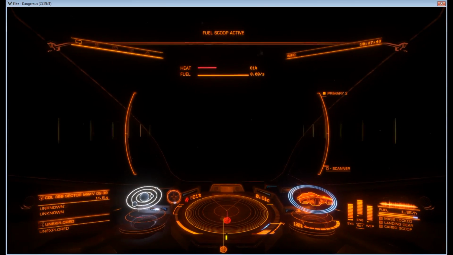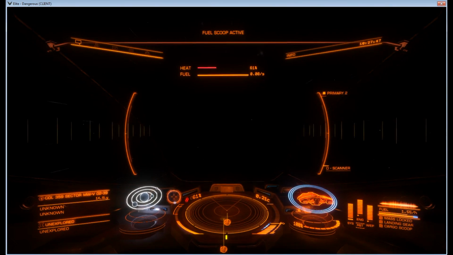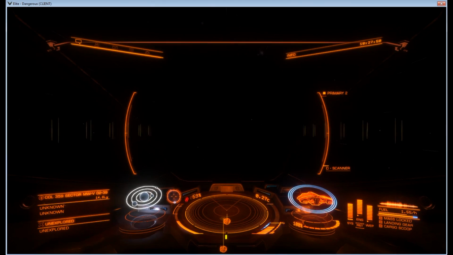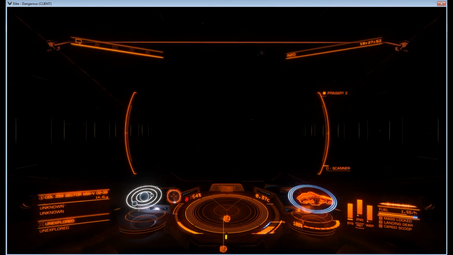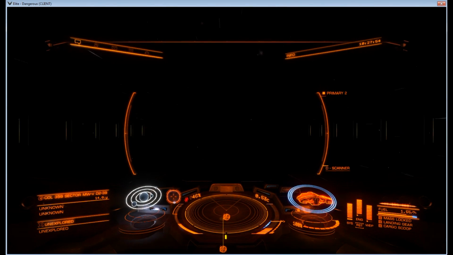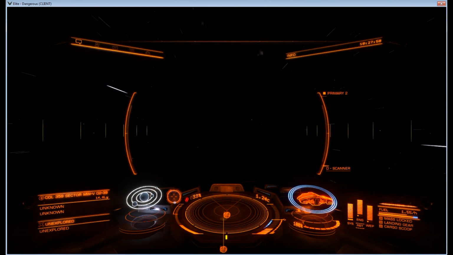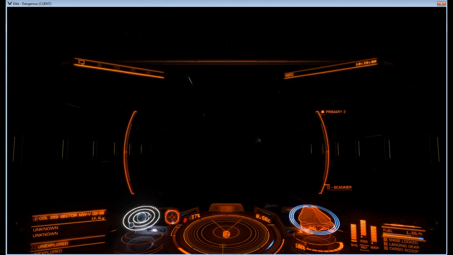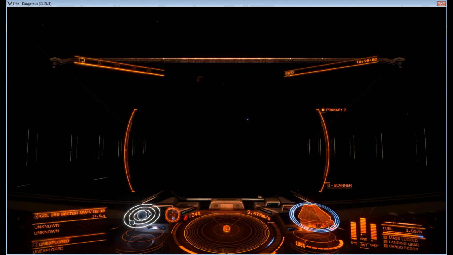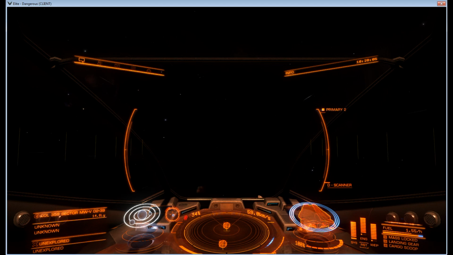Okay, so fuel scoop was complete. We pitch up to escape the sun. We're going to move away from the sun for about 10 or 15 seconds. That reduces the risk of overheating and also gives us a good angle on our destination target. As you may have seen when we jumped in, the next system is obscured.